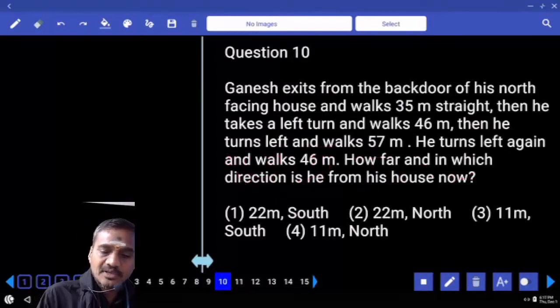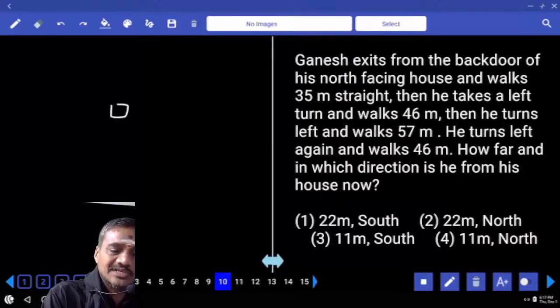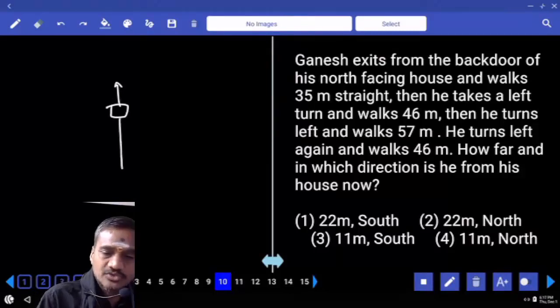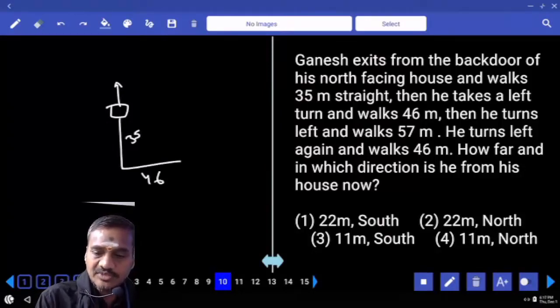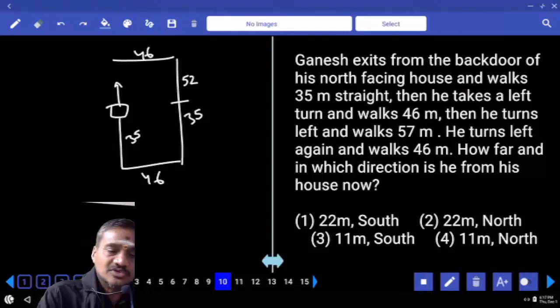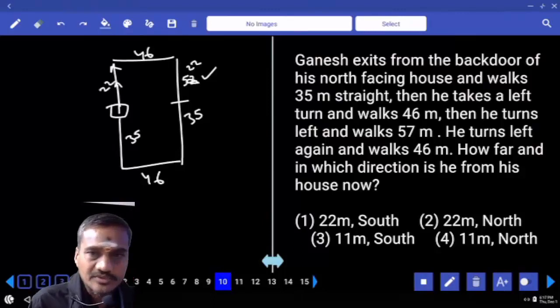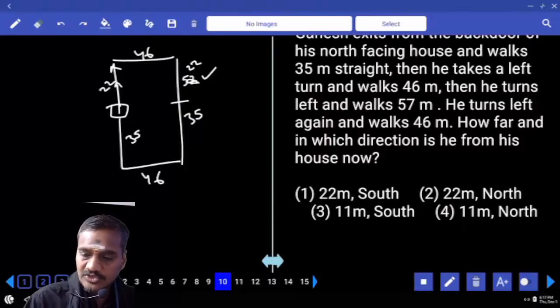Then the 10th one. Ganesh exits from the back door of his north facing house, and he started towards south. He walks 35 meters, then takes a left turn and walks 46 meters, then takes a left turn and walks 57, then turns left again and walks 46 meters. Then how far, in which direction, is he from his house? 52. Then he turns left 57. 57 minus 35, how much is left? 22. Now the distance is 22, towards which direction? North. And 22 north, that is choice 2, question number 10.